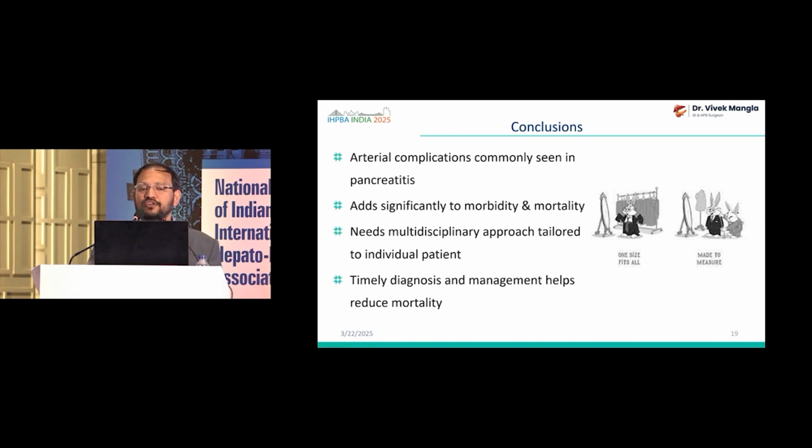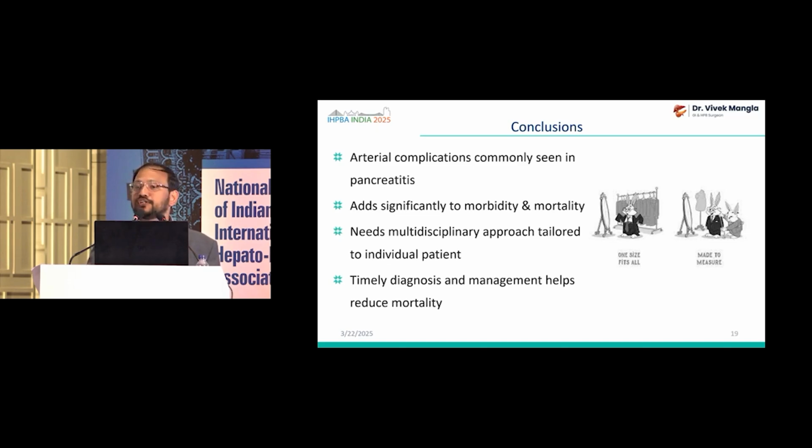So arterial complications, to summarize, are commonly seen in pancreatitis, not that uncommon. Pseudoaneurysms and bleed tend to be much more common. And once you see a pseudoaneurysm, it has to be tackled because of the risk of hemorrhage. So it is not something that you would like to observe. It adds significantly to morbidity and mortality. Bleed in a pancreatitis per se adds significantly to the mortality.